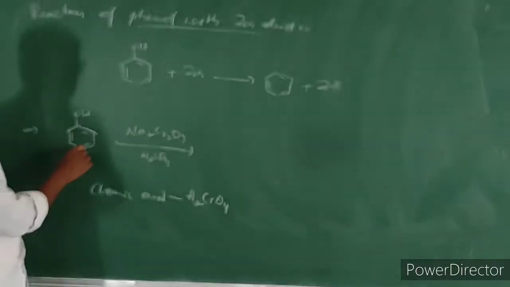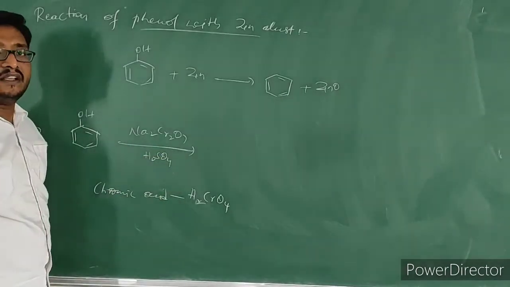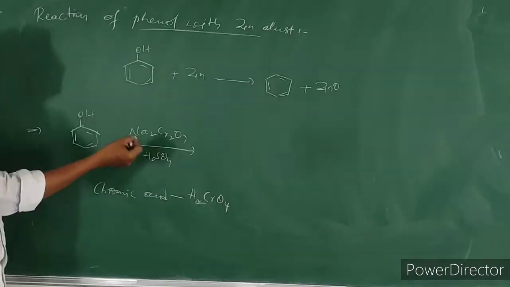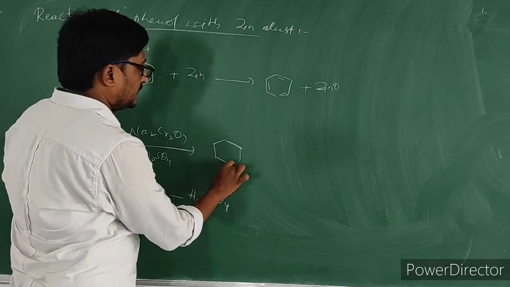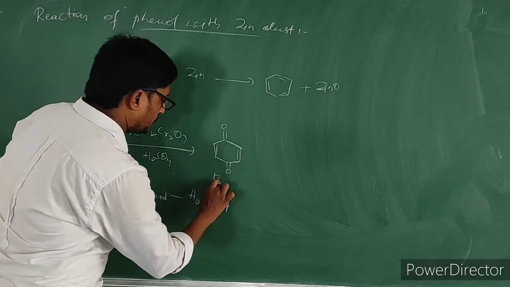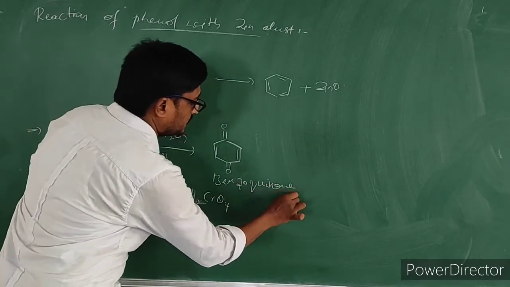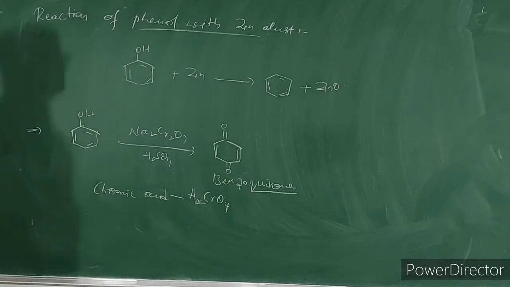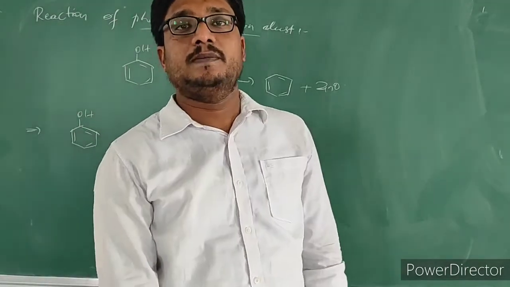So phenol is treated with sodium dichromate in presence of sulfuric acid. Nothing but we are treating phenol with chromic acid. So oxidation will take place and it results in the formation of benzoquinone. Benzoquinone gets produced. This is the product. So when phenol is treated with chromic acid, benzoquinone gets produced.